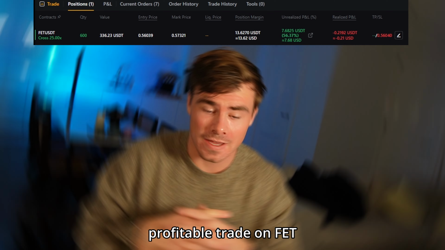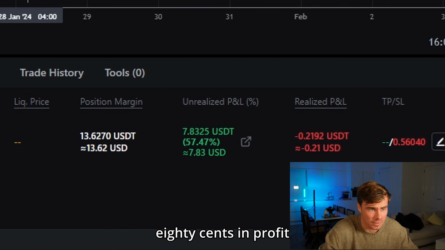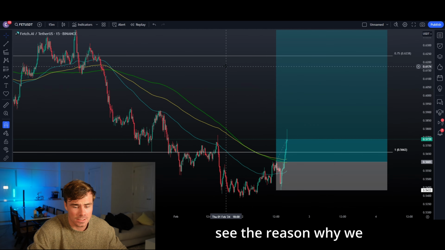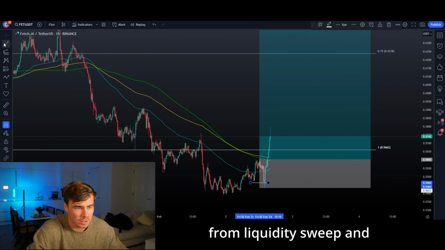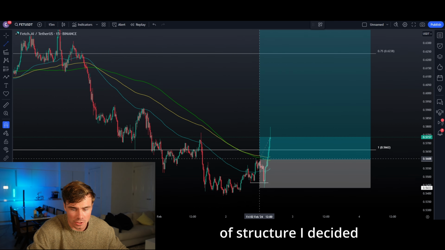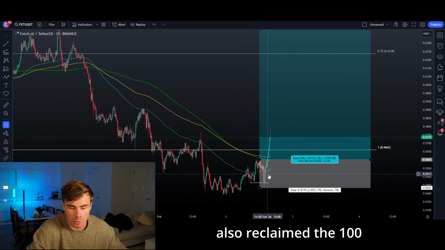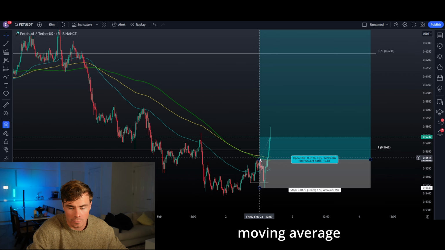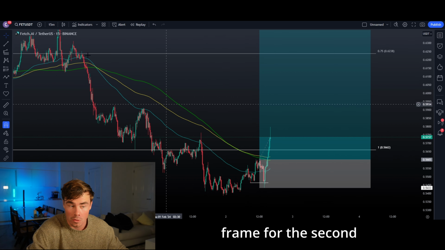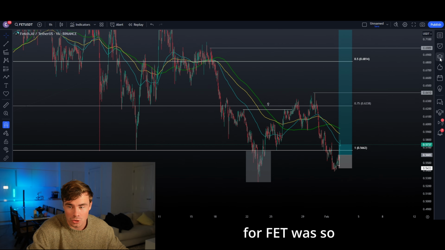Okay guys, as you guys can see on the screen right now, we are in a pretty profitable trade on FET. Around $7.80 in profit. And over here, you can see the reason why we were entering the trade. Because of this low time frame liquidity sweep followed by this break of structure, I decided to go with an aggressive market entry because we also reclaimed the 100 EMA and we're testing the 200 EMA, moving average on the 15-minute time frame for the second time.